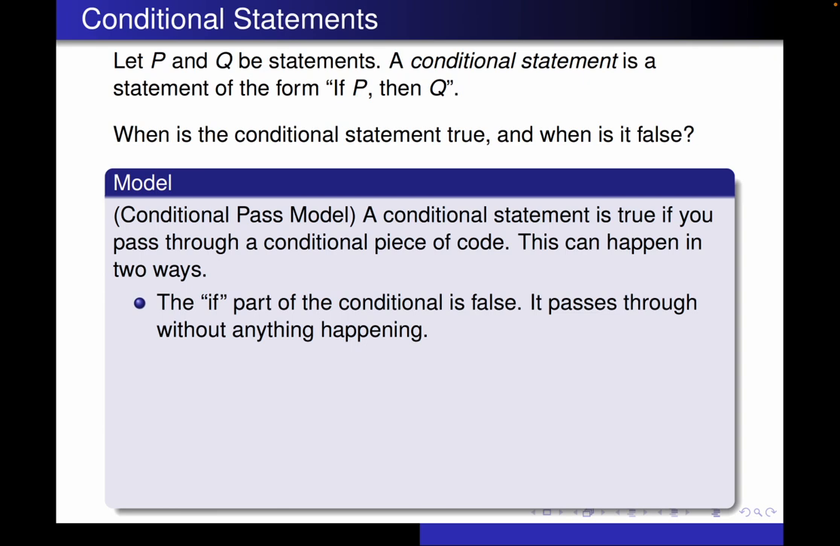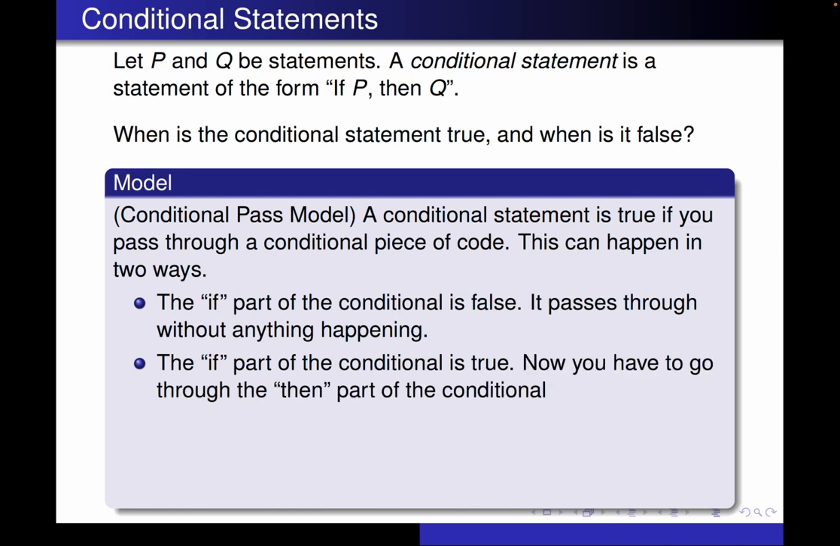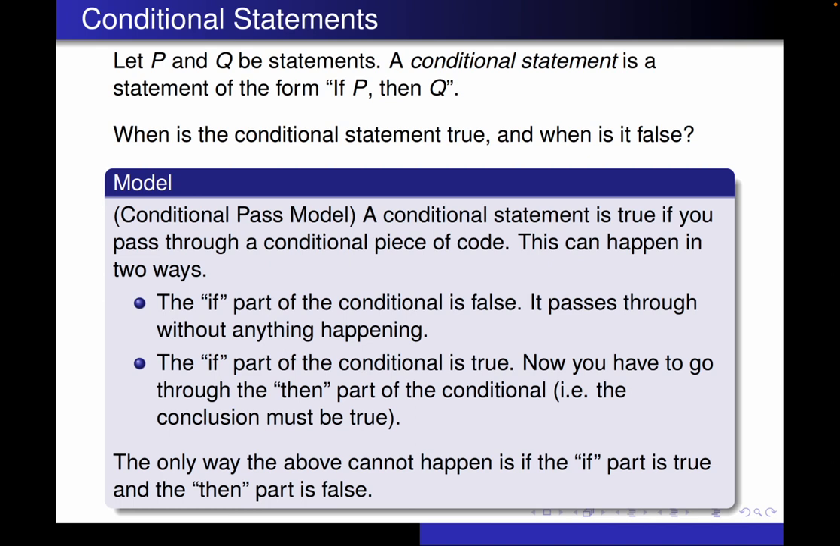So what that tells us is if the if part of the conditional is false, then your statement is automatically true. Now, if the if part of your conditional statement happens to be true, then it's going to look very carefully at the then part of your code. You have to go through the then part of the conditional, and that part has to be true. You have to make it so that that's true, otherwise your program will crash. So the only way that you cannot get through that part of the code is if the if part is true and the then part is false, and that is exactly what makes the if-then statement false.